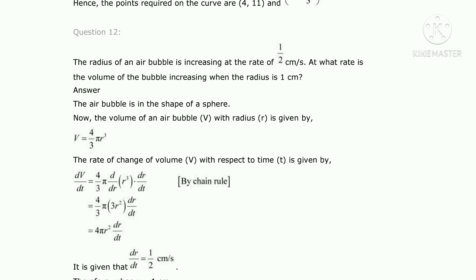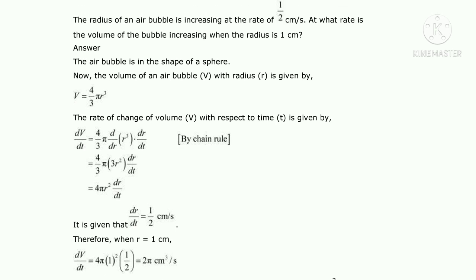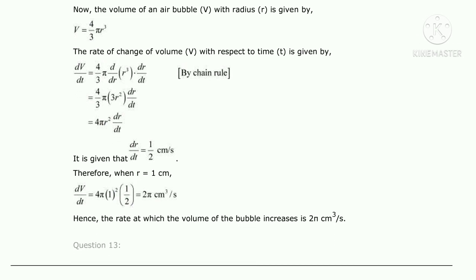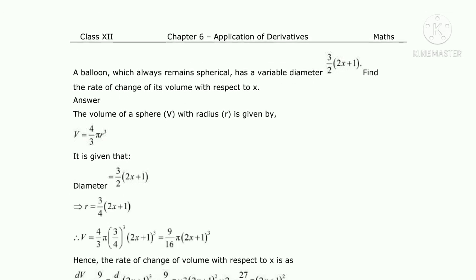Now again you see here, the radius of the air bubble is increasing at the rate, that is dr/dt, is given here. dr/dt equal to 1 by 2, so we write dr/dt as 1 by 2. And at the same time the radius is also mentioned, 1 centimeter, so r equal to 1 centimeter. If we put dr/dt and r equal to 1, then finally we get the answer 2 pi centimeter cube per second. Hence the rate at which the volume of the bubble increases is 2 pi centimeter cube per second. Very simple question, all of you understood this one. Okay.